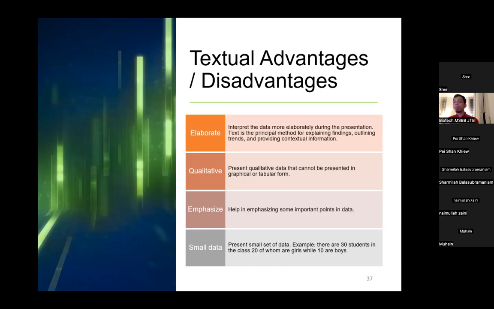You can also, most of the time, use it for the qualitative, because in qualitative we have the opinions in text. You want to emphasize something. If you put it into the table, you might not be able to emphasize that result. So you emphasize it in the text, right? Or small data, as I mentioned to you, small data sets. Example, there are 30 students in the class, 20 of whom are girls, while 10 are boys, right? Just so you don't have to put these results into the graph or the table, right? So just enough for you to mention.